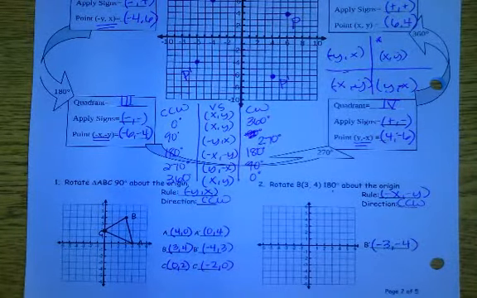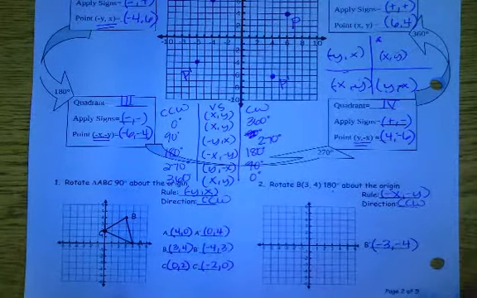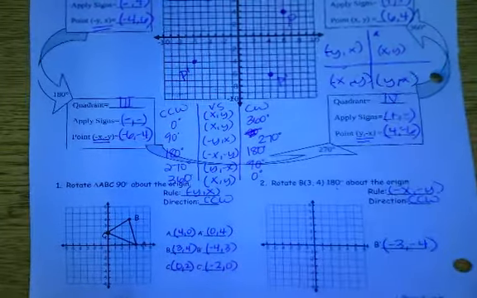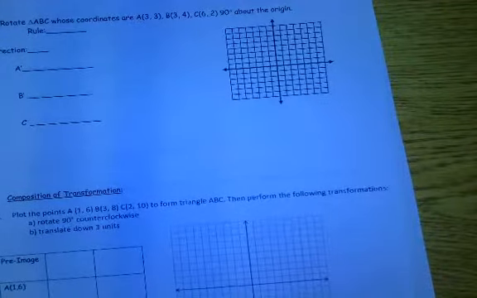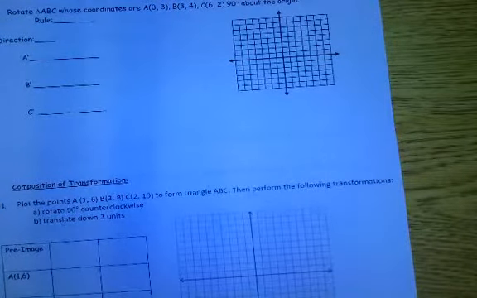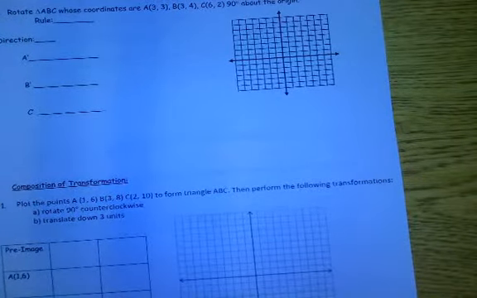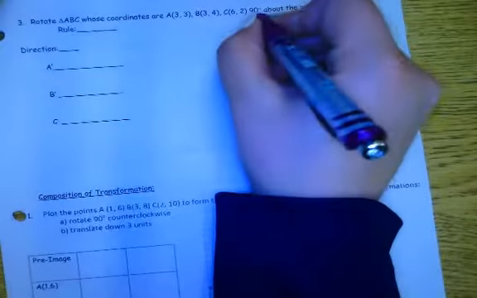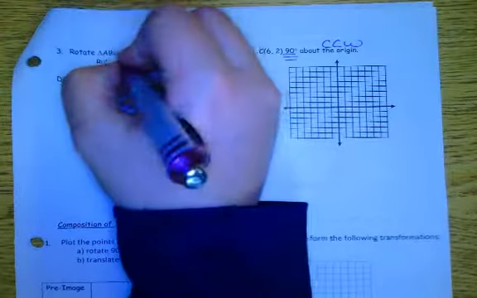Questions on that? Okay. Number 3. Rotate ABC, whose coordinates are A (3, 3), B (3, 4), C (6, 2), 90 degrees about the origin. So which direction? Counterclockwise. What's the rule? Oops. Counterclockwise is supposed to go here.